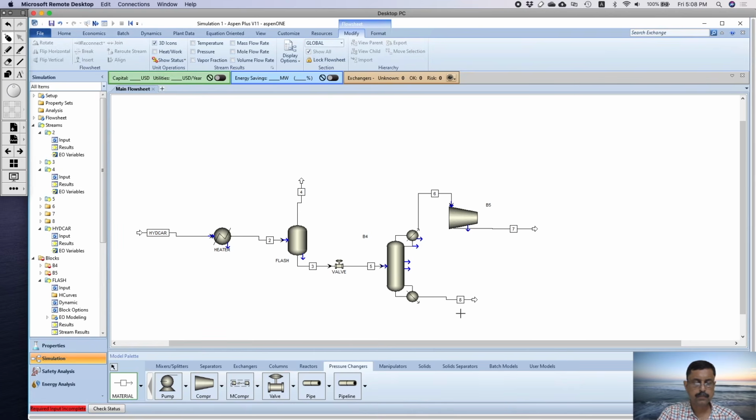To make the thing a bit better, we can keep it here, okay, and bring it over here. It will look better. It doesn't matter with the calculation, but just for the ease of simulation, we keep it over here.